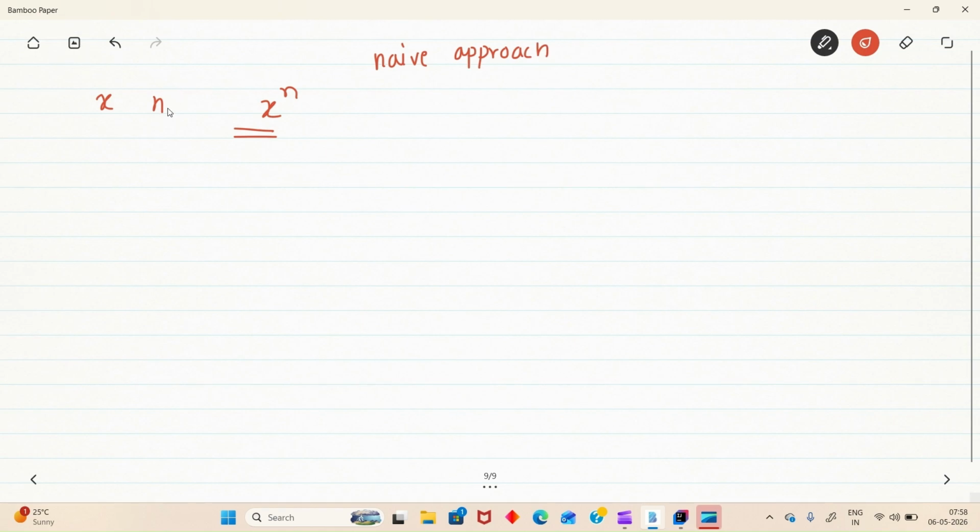If I have x power n minus 1, then can I find x power n? How? By multiplying it with x one time. Again, to find x power n minus 1, can I multiply x into x power n minus 2? Similarly, this is the recursive problem. At the end, we are multiplying with 1. Yes, that's it. So it's very simple.